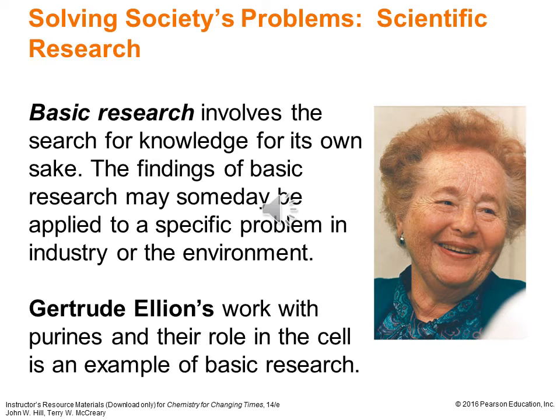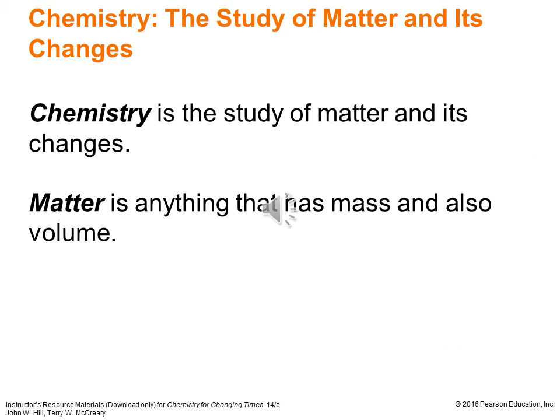So Gertrude Elion's work with purines and their role in the cell is an example of basic research. She just wanted to know more about these purines and what they're doing and why they're important. And from that, she was able to discover a lot of fundamental important science about the cell through her basic research. So we've gotten a little far afield here, so let's draw it back in to chemistry. So this is a chemistry class, fundamental chemistry, and as we've said previously, it's the study of matter and its changes and the energy that accompanies those changes.